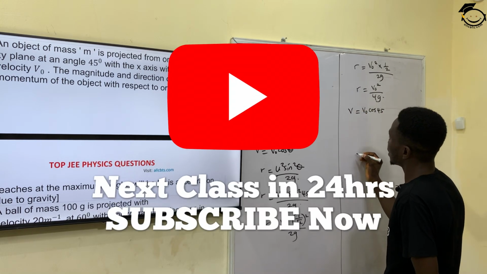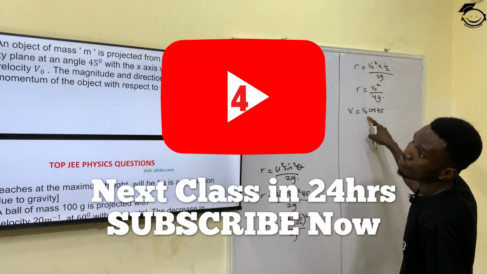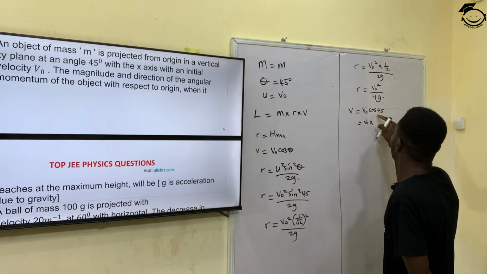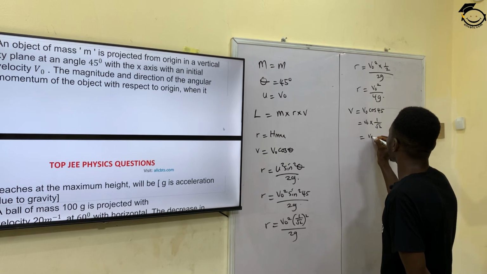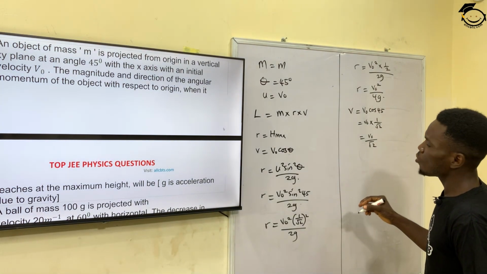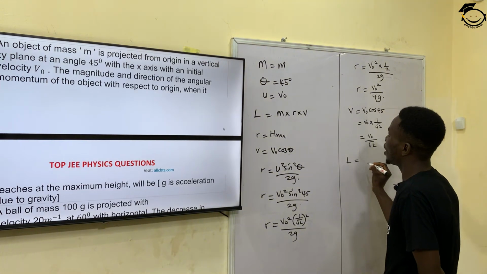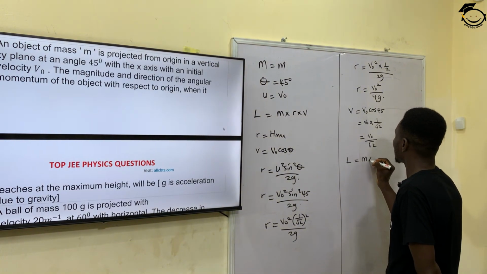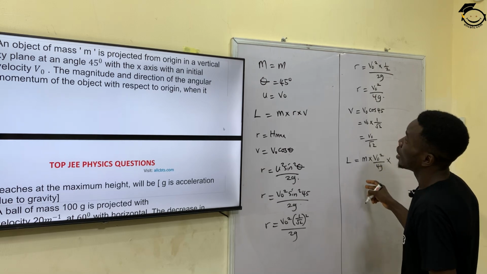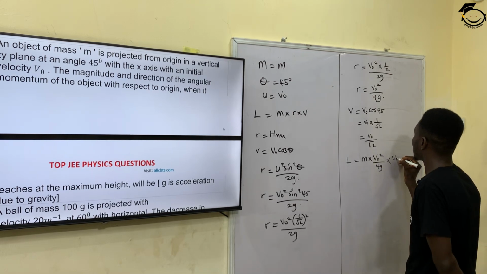So it means therefore that I have my v naught cos 45, which is the same as saying that I have what? V naught times cos 45 is supposed to give me 1 over root 2. So I have 1 over root 2, which will give me v naught over root 2. So for me to find my angular momentum, I will say that my angular momentum L is equal to the mass m, times my r, which is v naught squared over 4g, times my v, which is v naught over root 2.